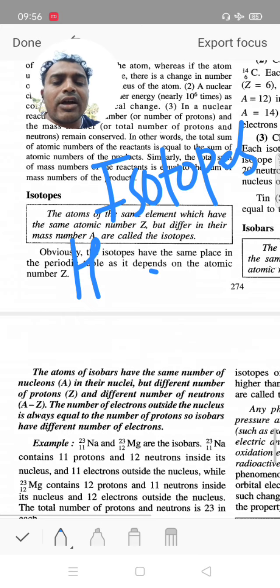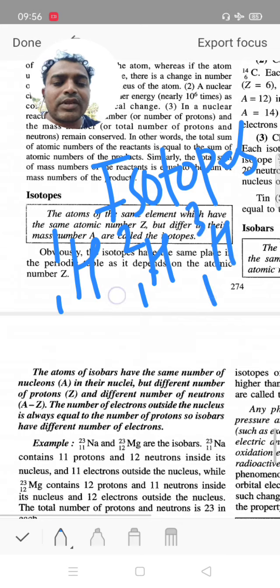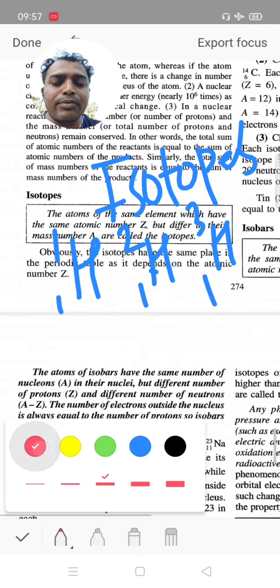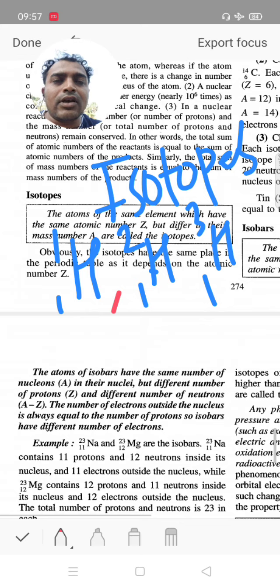Now an example, hydrogen. Hydrogen has 3 isotopes, 1H1, 1H2, 1H3. There are 3 isotopes of hydrogen. The first one is protium 1H1, the second one is 1H2, deuterium, and the third one is 1H3, tritium.